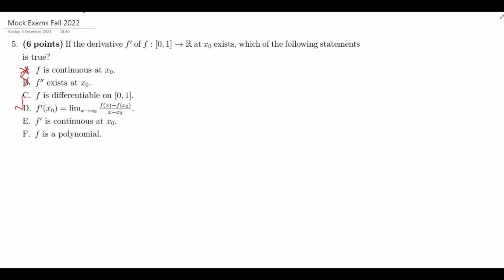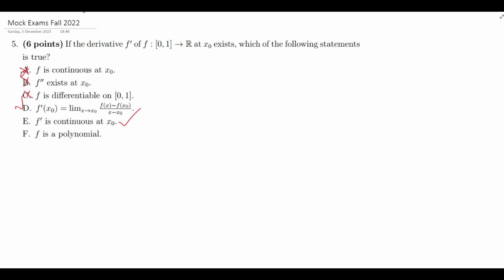Now option E says that f prime is continuous at this point. So yes, this is correct. Why? Because we know that this function is differentiable, and if a function is differentiable at a point, it is also continuous at that point. So it is very correct for us to state that the function is continuous, because differentiability is a guarantee for a function to be continuous at that point. But a function being continuous is not a guarantee for it to be differentiable. So we have to take that into consideration.